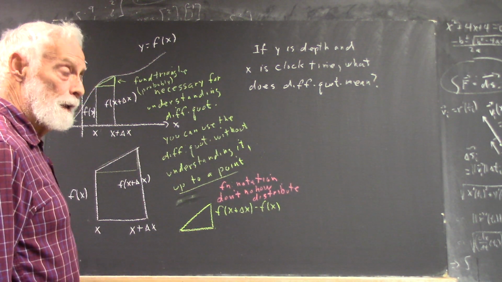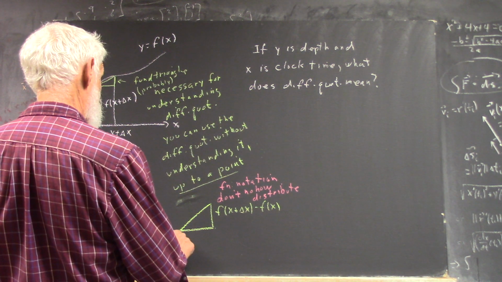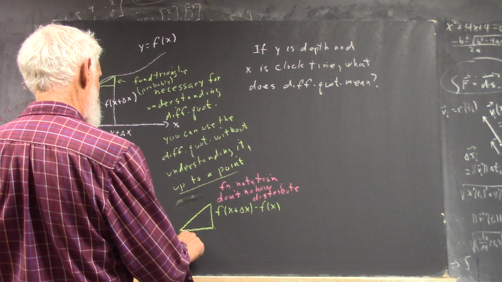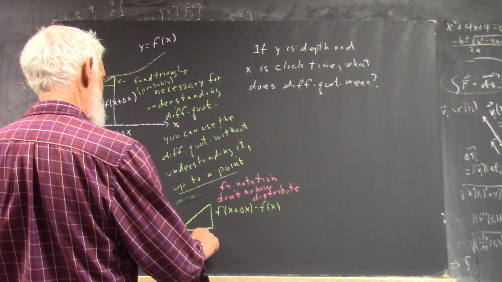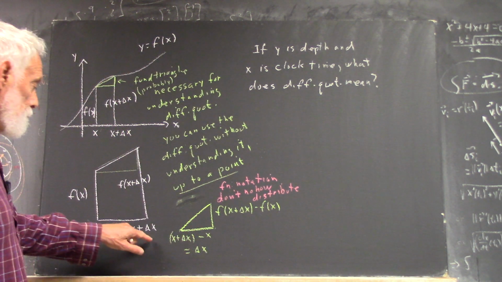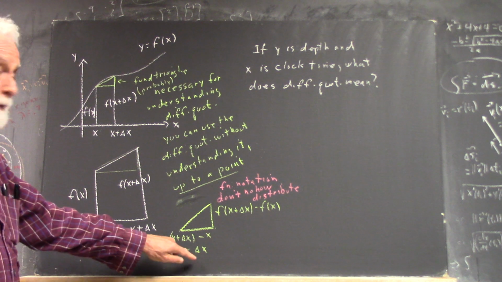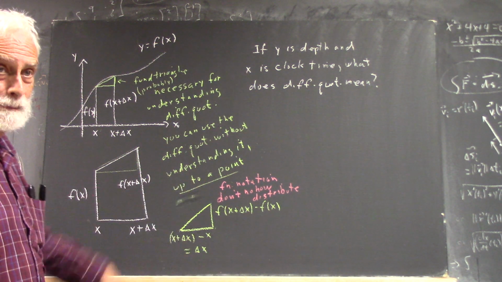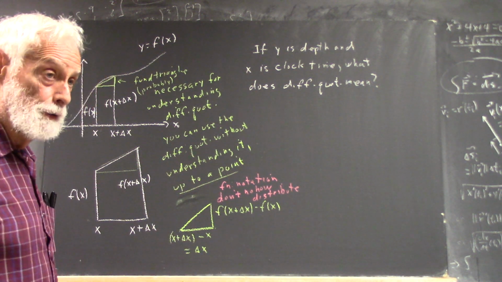Now, the other thing is, what's the run? Delta x. Yeah. And that is this minus this, which turns out just to be the delta x. We understand that perfectly. Okay?